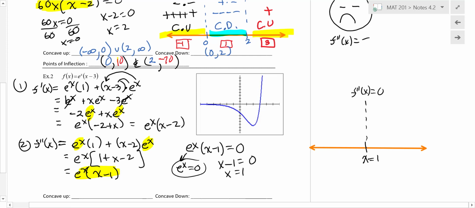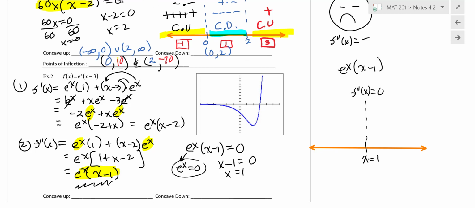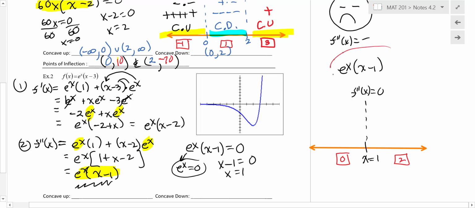Okay. All right, so now we're ready to do this analysis, and what we're going to do is use the simplified form of the second derivative. That's e to the x times (x minus 1). So now it's just a matter of doing test points. I'm going to use 0 there and 2 there, just to keep it as simple as possible. So we're plugging in here, so that would be e to the 0 times (0 minus 1), that would be 1 times negative 1.